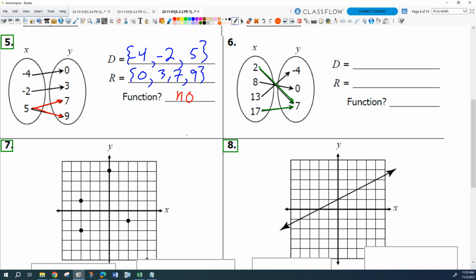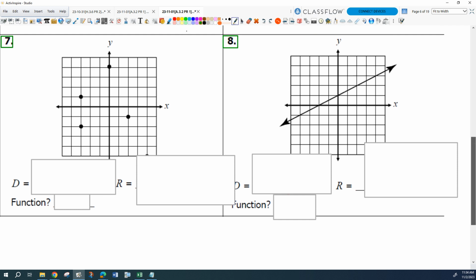I understand. That's okay. It's okay if 2 arrows land on the same number in the range, as long as every arrow only leaves 1 element in the domain. Each element. That's right. Yes. It's okay for the range. So I could have 2, 7. Yes. Exactly. So in a mapping, two arrows can point at the same number, but two arrows can't leave the same number. Okay?